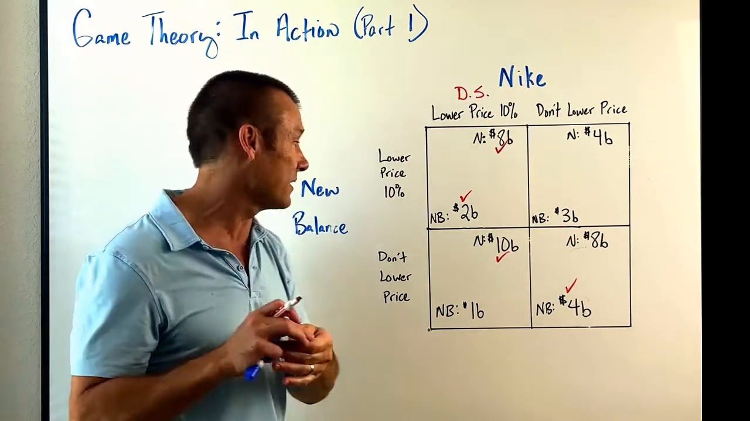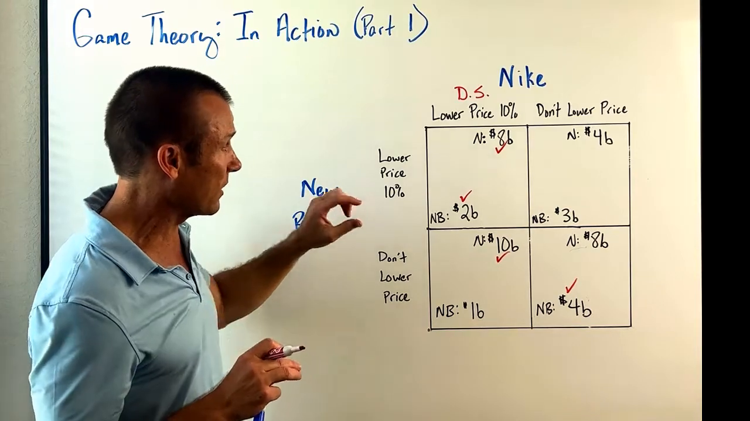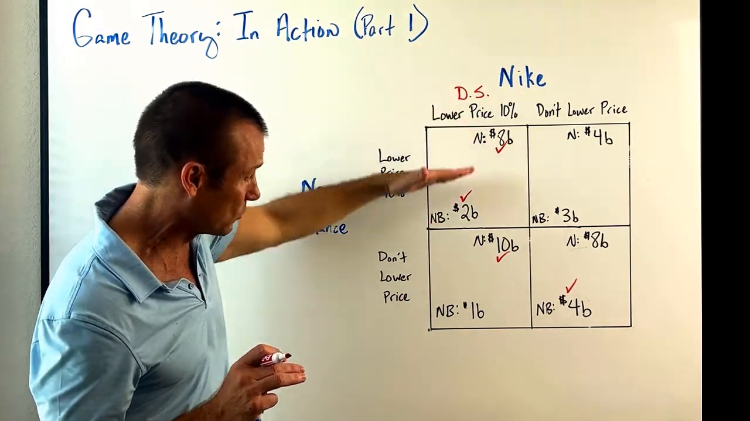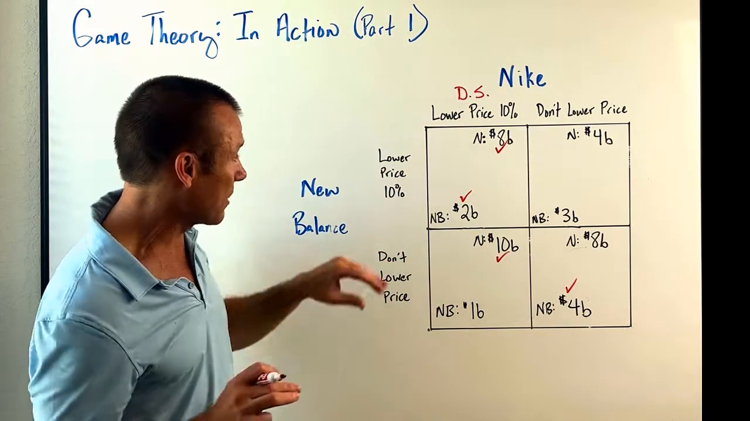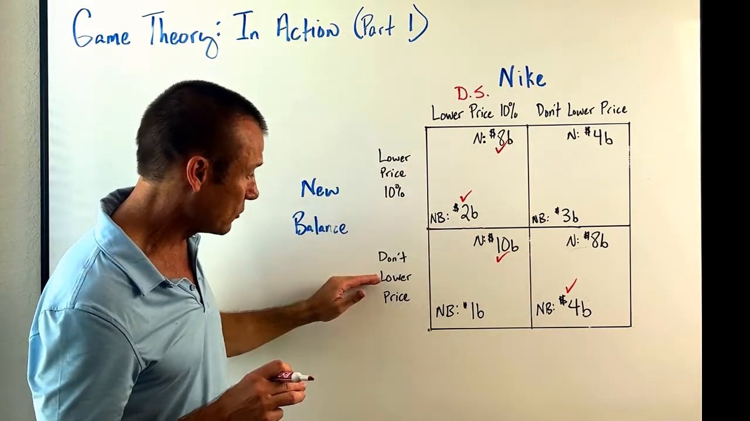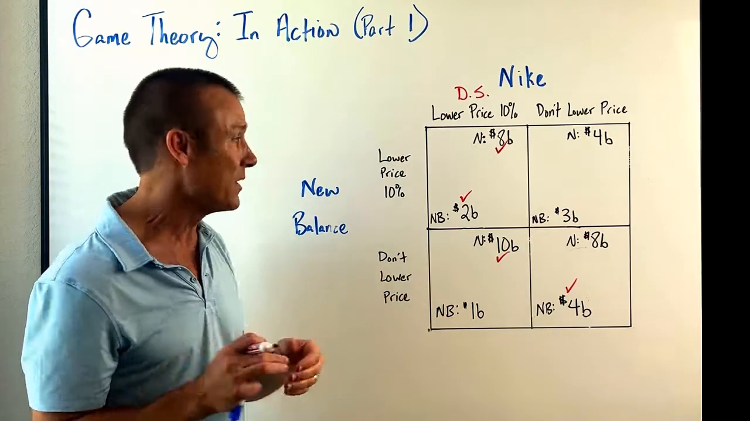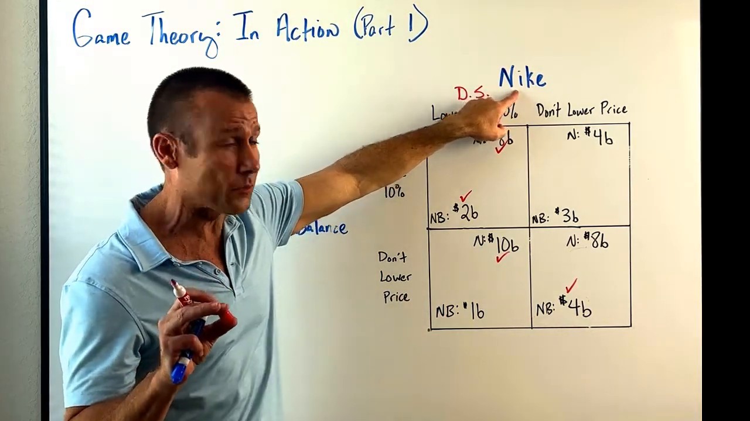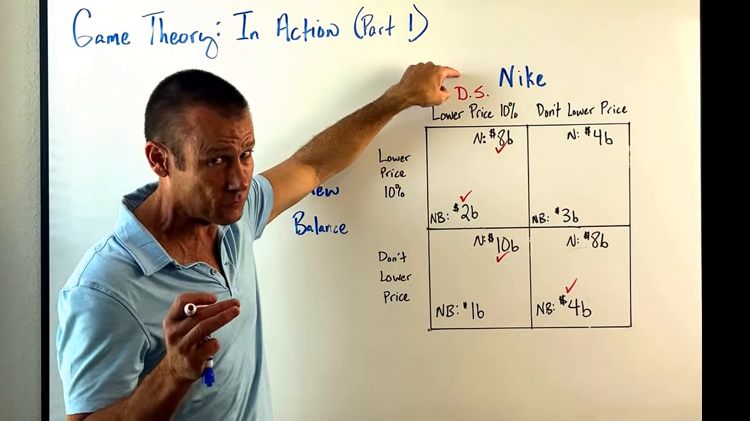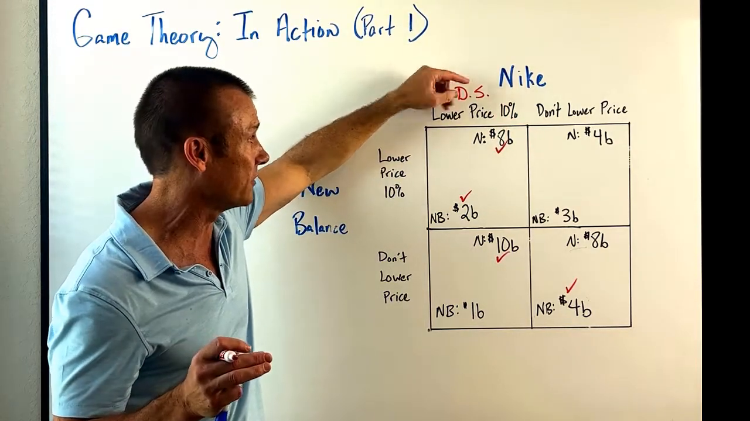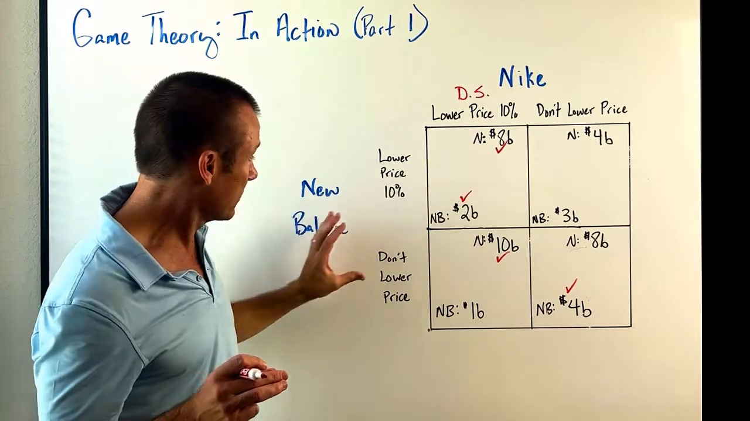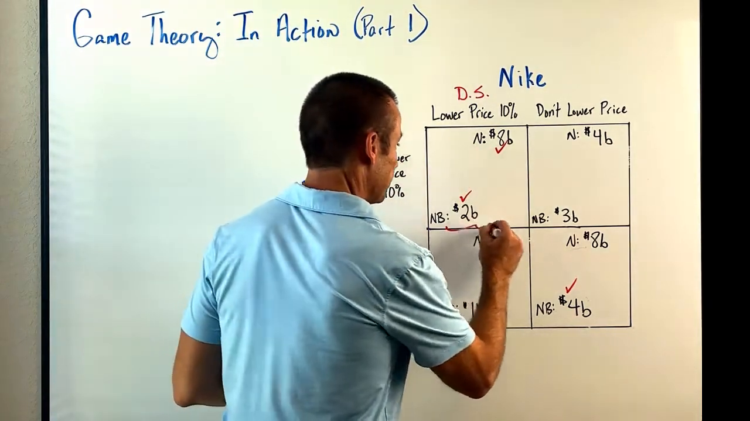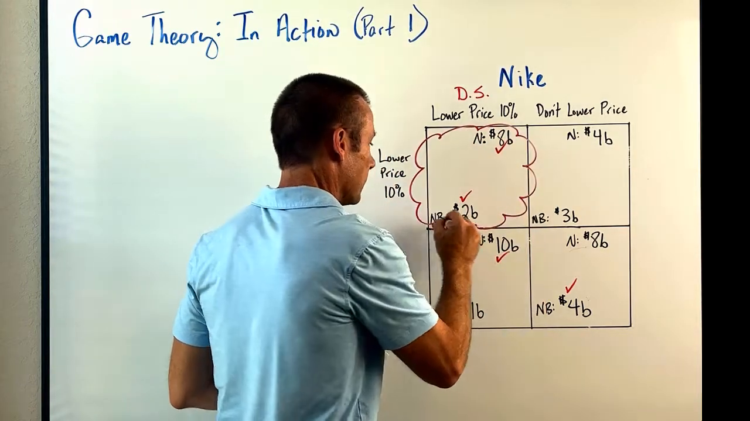With that understanding, New Balance just needs to say, okay, what should I do given that I can assume Nike's going to lower price? So what's my better option? Lower price, $2 billion. Don't lower price, $1 billion. Pretty simple. Given that I pretty much know Nike's probably going to go with their self-interest, play their dominant strategy. First rule of game theory, always play your dominant strategy. They're going to go this direction. New Balance says, I'm going to play this one. And we're going to end up right there, okay?